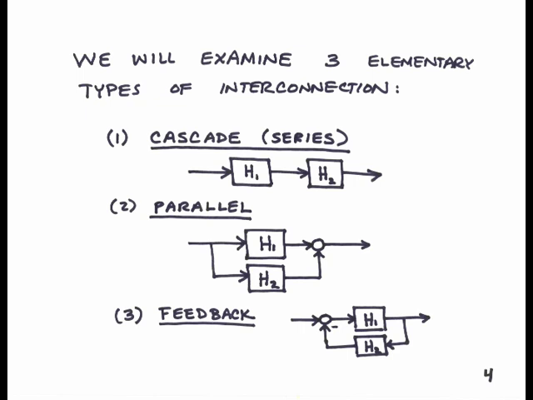In this presentation, we'll examine three elementary types of interconnections of systems. The first is the cascade, or series interconnection. The second is the parallel interconnection. And the third is the feedback interconnection. We'll determine equivalent transfer functions for each of these three interconnections. That is, given the subsystem transfer functions, for example h1 and h2 in these block diagrams, we'll find the overall transfer function for the entire system.